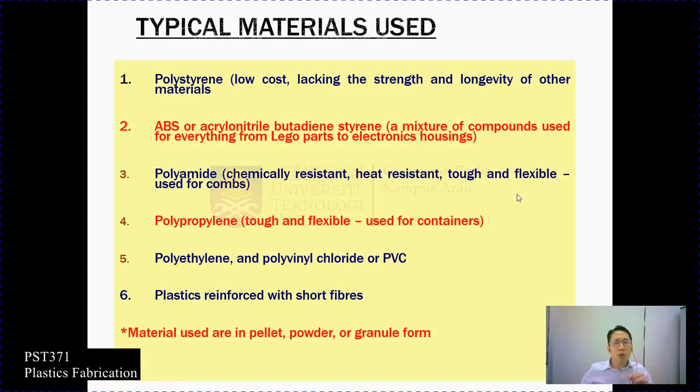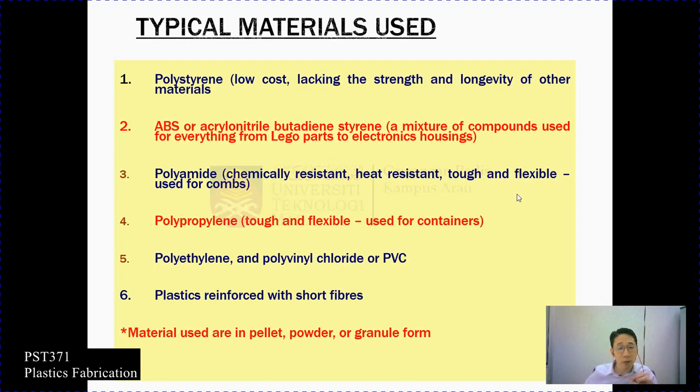Okay, typical materials used for injection molding. This is very common, such as commodity plastic itself, polystyrene, low cost, lacking in strength and longevity of the material. ABS, acrylonitrile-butadiene-styrene, a mixture of compounds used for everything from Lego parts to electronic housings. And then we have polyamide or nylon, chemical resistant, heat resistant, tough and flexible, used for combs, etc. And then we have very common materials, which are polypropylene, polyethylene, and plastic reinforced with short fiber.